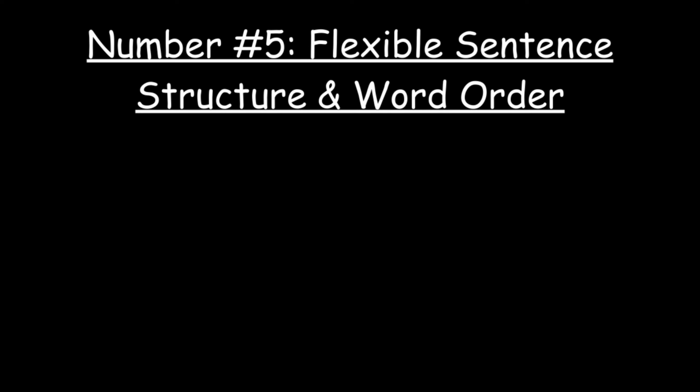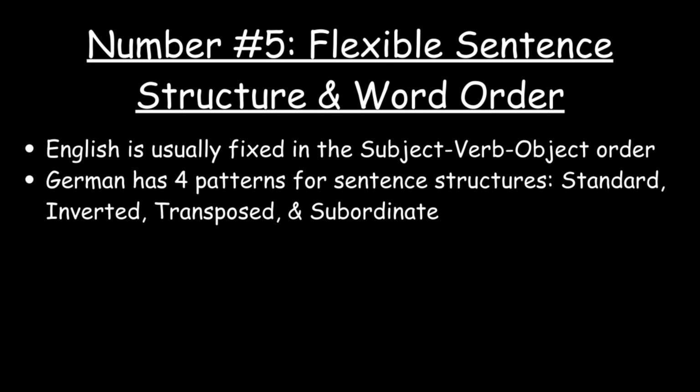Number 5. German has a flexible sentence structure and word order. The word order in German is more flexible than in English, but it's guided by rules, cases, and verb placement. German allows a flexible word order because of its cases, but there are rules for clarity and emphasis. Unlike English, which is usually fixed in the subject-verb-object order, German has 4 patterns for sentence structures: standard, inverted, transposed, subordinate. Each pattern can change the word order without affecting the meaning too much.